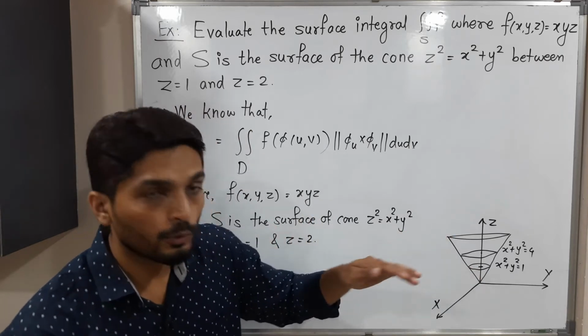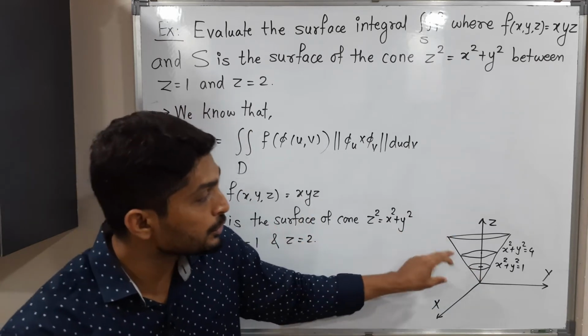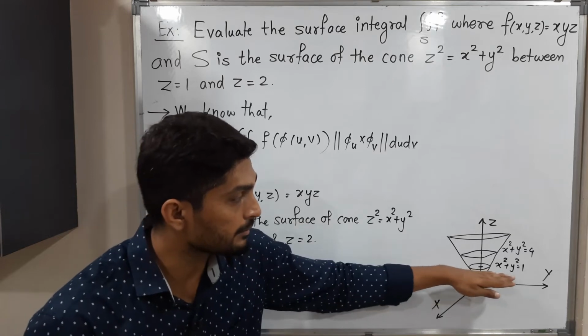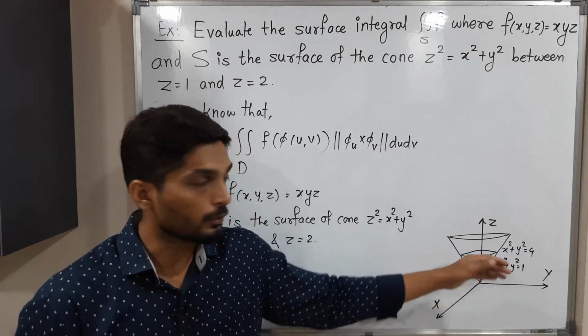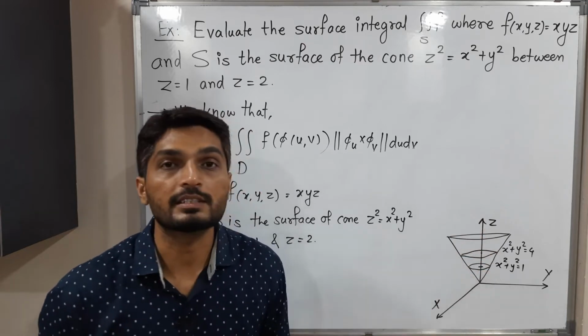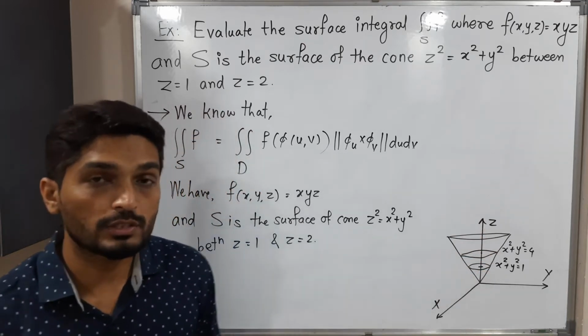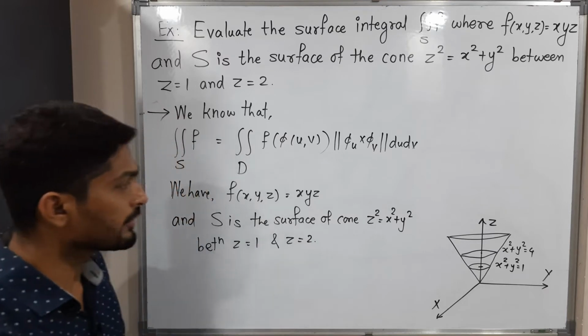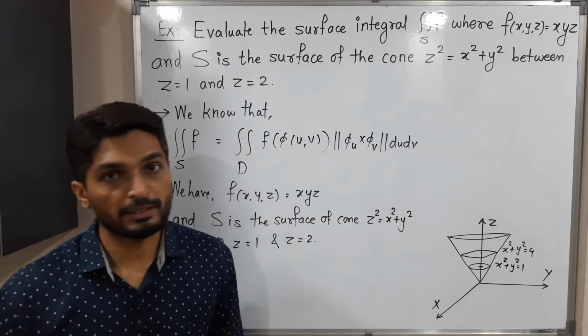So we have to consider only that part of the cone which is bounded by these two circles. It is bounded below by a circle. At the bottom we have a circle with radius 1 and at the top we have a circle with radius 2. So this is the surface we have. After that we have to find its parameterization.